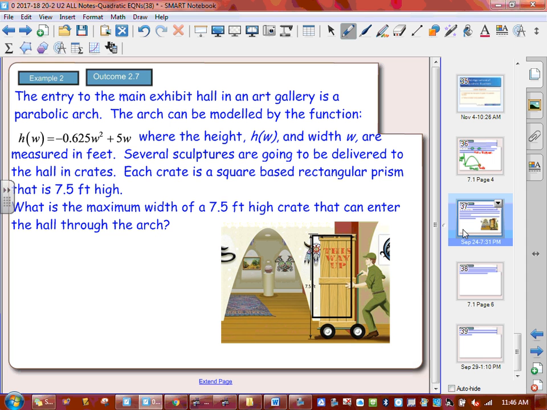The next one is an archway. So with archways and doorways, and you're often going to get bridges like this as well, we get some of our parabolas going down. Okay, that's a parabola going down. And this one is as well. It's just a doorway, but it's an arch. Okay, so there's our doorway arch.